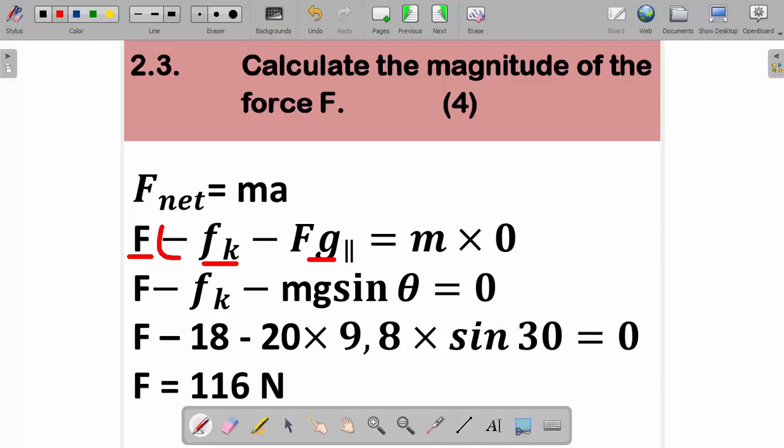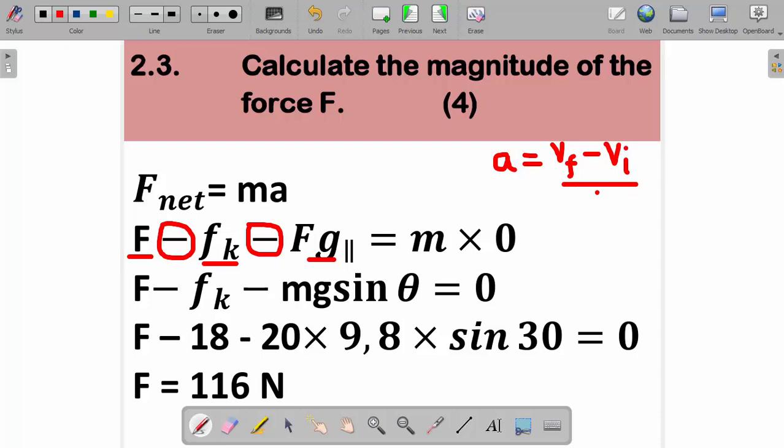That's why we are saying the force minus frictional force, again minus Fg parallel equals ma. Now our acceleration here is 0 because they said the velocity is constant, and we know that acceleration is the change in velocity, that means v final minus v initial. So if the velocity is the same, then it means that the v final and the v initial are the same.